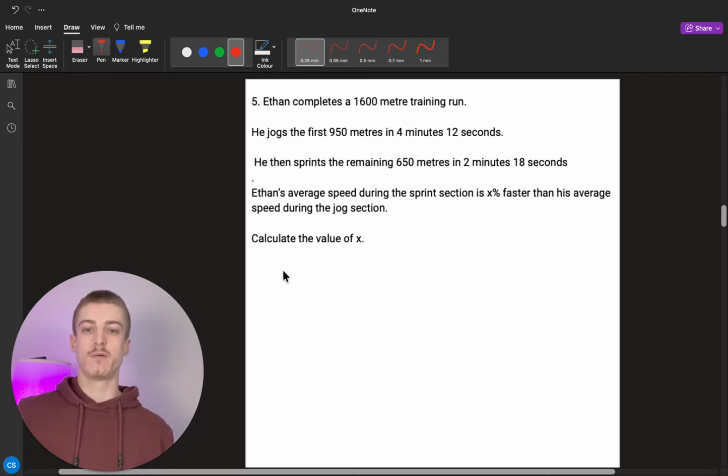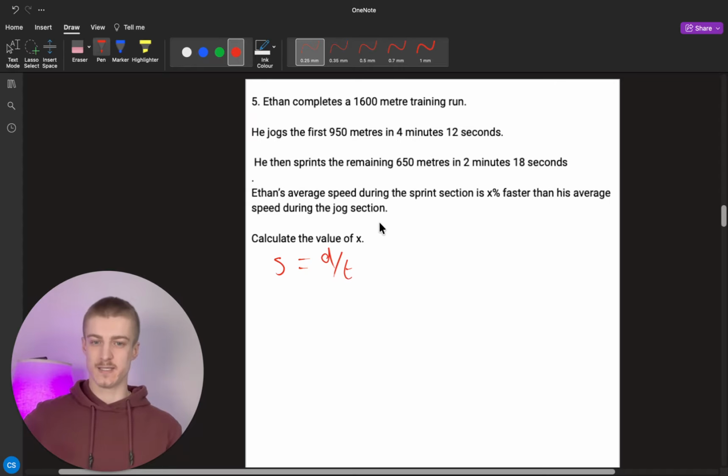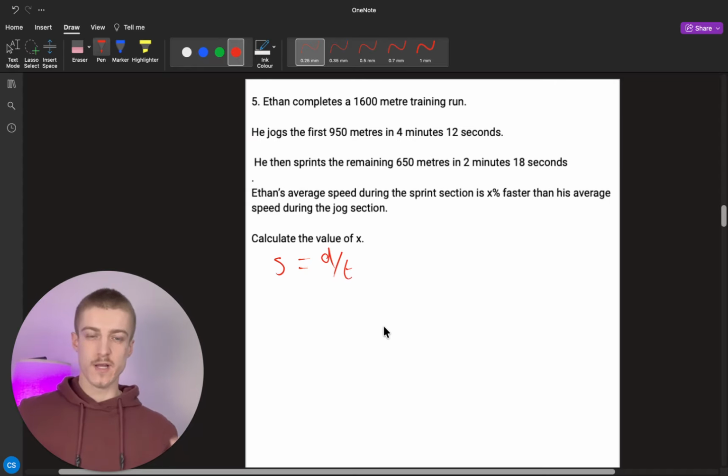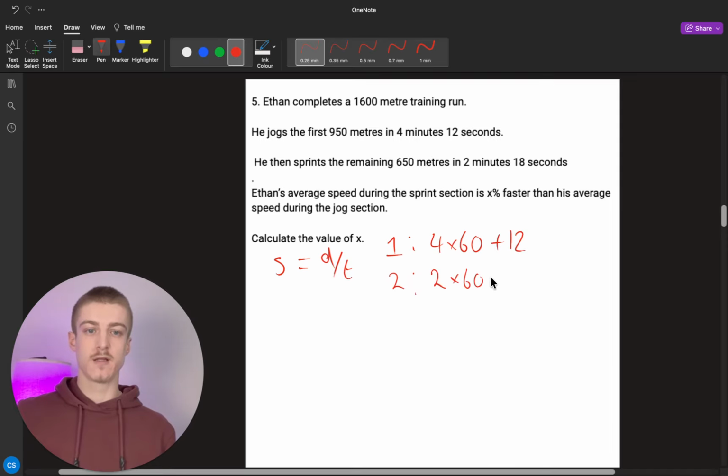Okay, here's our equation that we're going to be using. Well, speed is distance over time. Okay, we need distance and we need time. We have our distance in meters and our time currently is in minutes and seconds. We'll convert to seconds, work with seconds, okay? So for the first part, when he jogs, it's 4 minutes and 12 seconds, so we're going to do 4 times 60 seconds in a minute, plus 12. And for the second one, the sprinting section, we're going to do 2 times 60 and add 18.